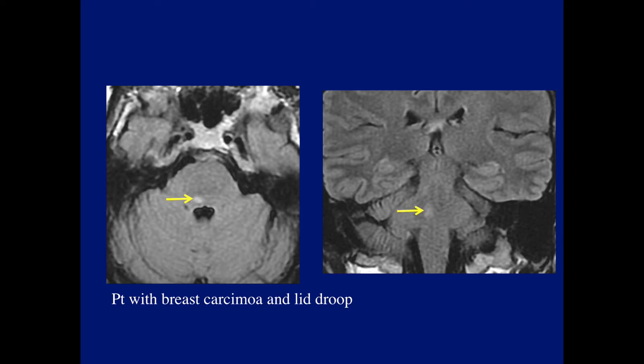This was a patient with breast carcinoma, had a lid droop, and again, we see a lesion in the region of the nucleus, 7th nerve nucleus.